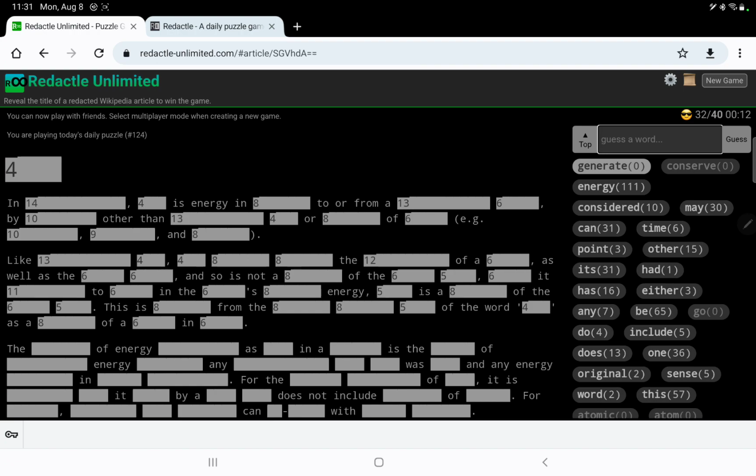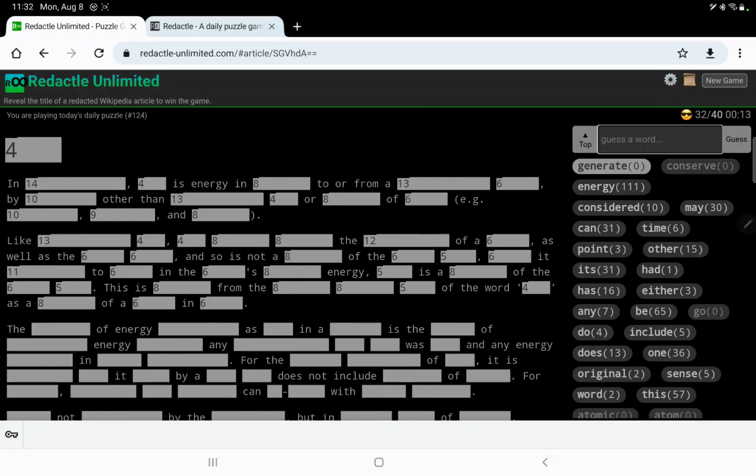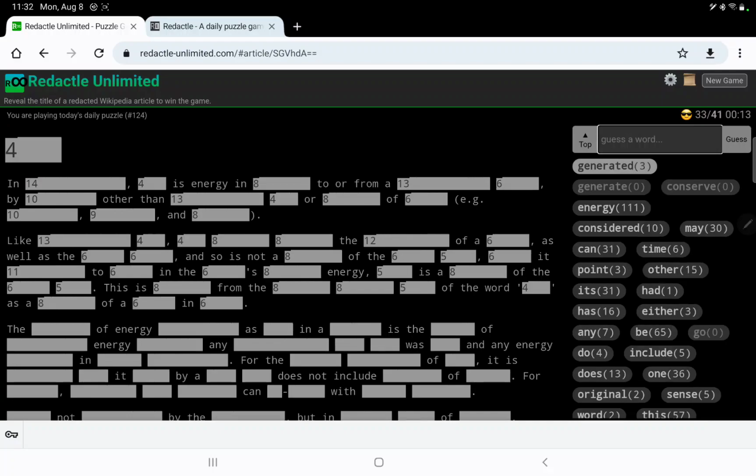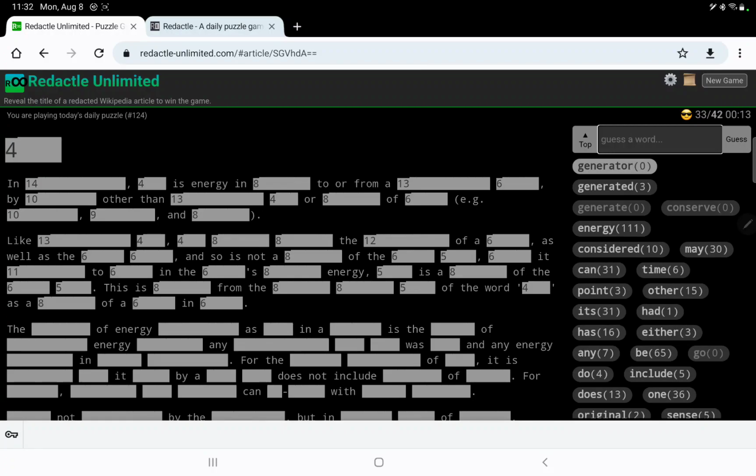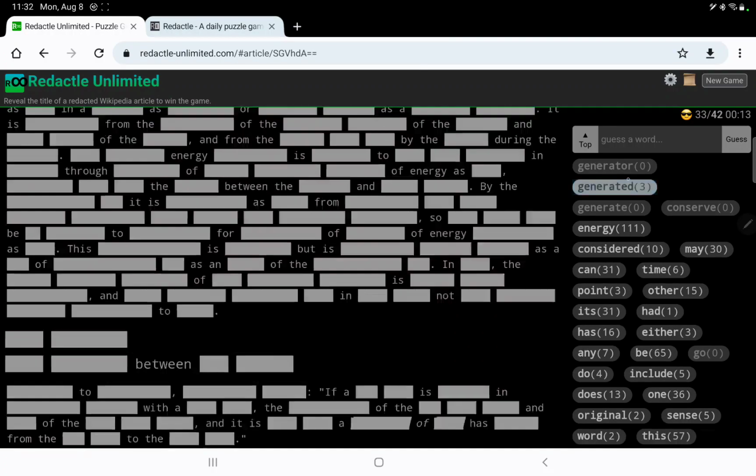Like 13, 4. As well as the something. All right, let's try some other energy words. Well, let's try other forms of generate. Oops, if I could type. Generated. Generator. No, let's look at our 3 generateds.